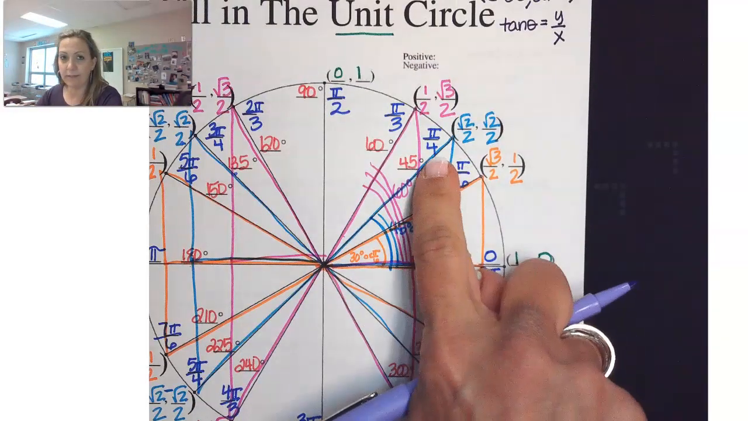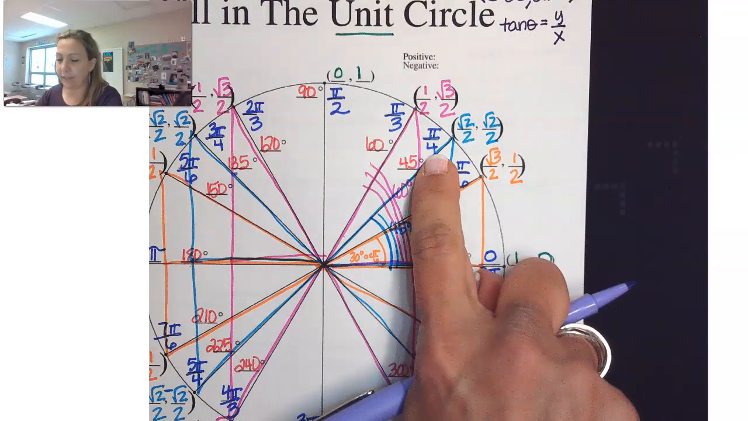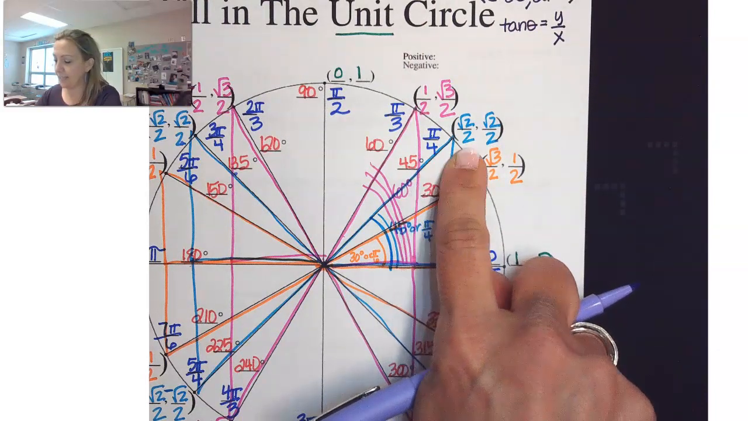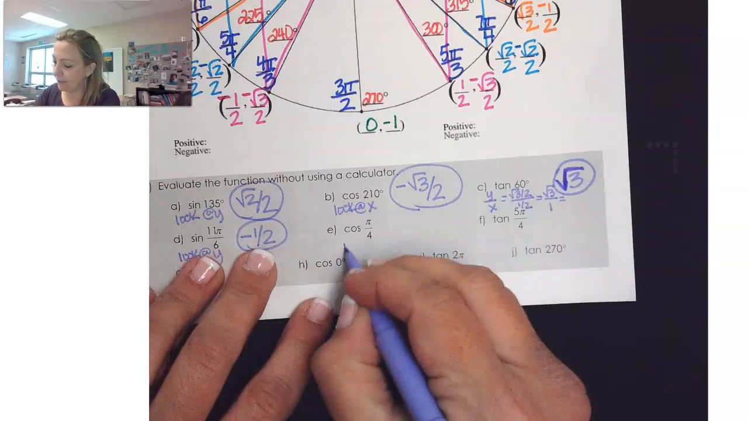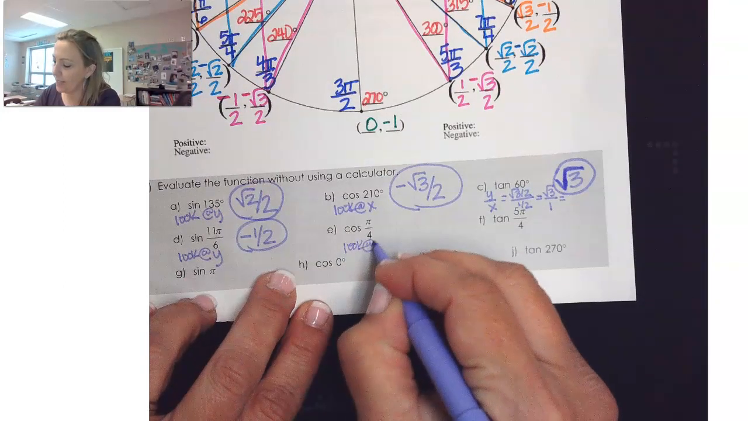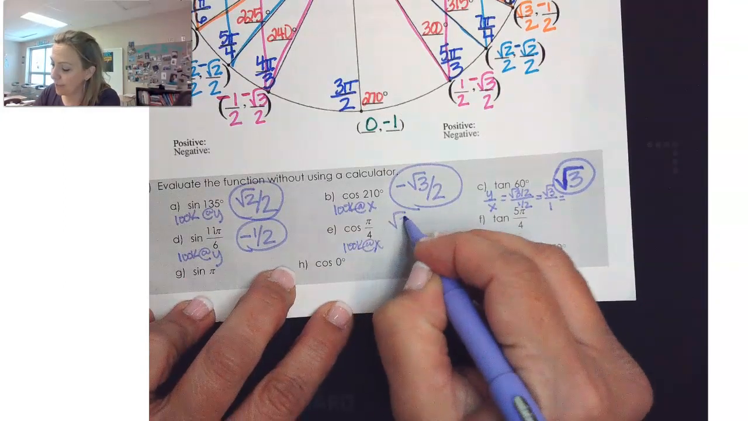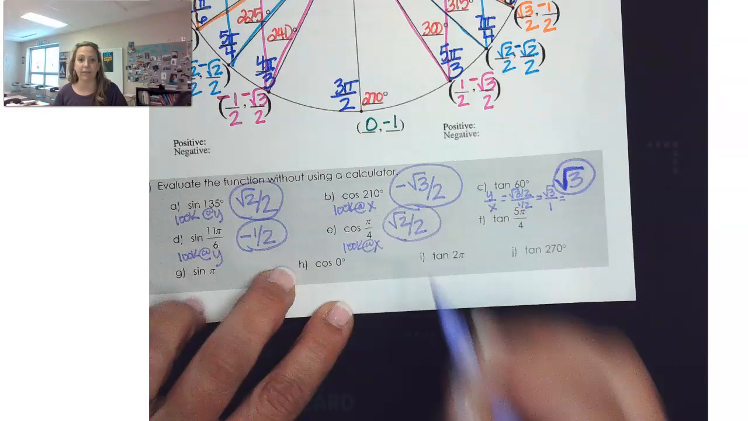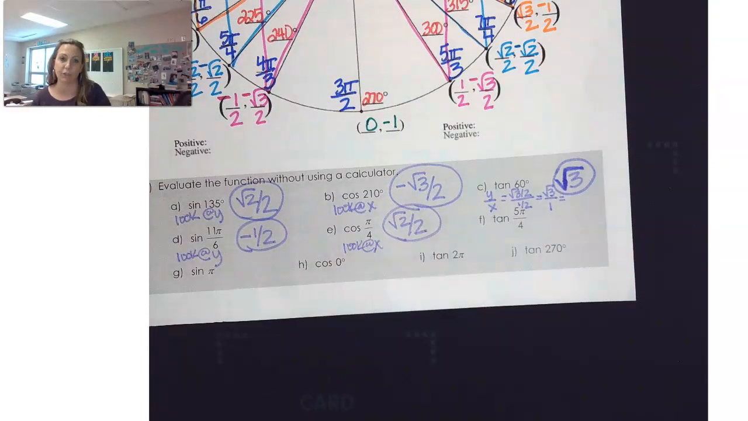Cosine of pi 4ths, I'm going to go to pi 4ths. Cosine, what do we look at? X. I guess it doesn't matter because they're the same, but I'll just make a note that we're going to look at the x. The x coordinate was root 2 over 2. That means that the cosine of pi 4ths is root 2 over 2.